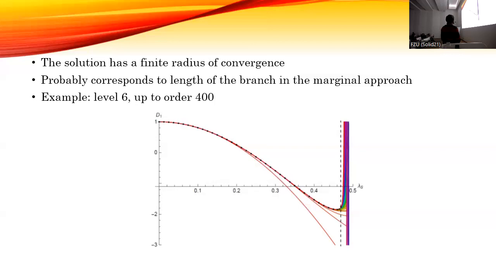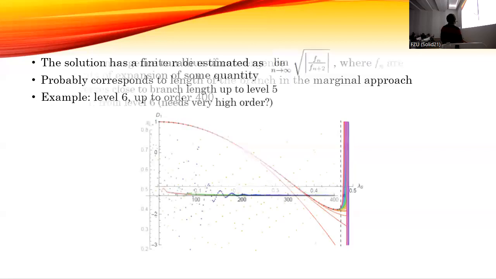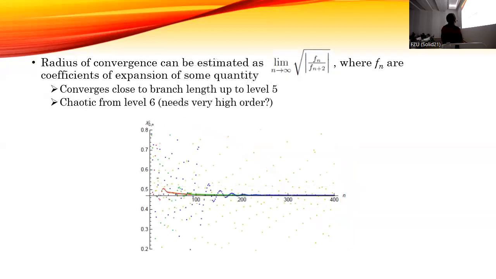After the end of the branch, the perturbative solution starts going wildly up and down. So it suggests that really there is a relation between the radius of convergence and the length of the branch. So we can actually try to compute the radius of convergence by taking this kind of limit, where this Fn is the expansion of an arbitrary quantity. It can be either one of the gauge invariant observables or some coefficients of the string field. And we take the ratio and square root.